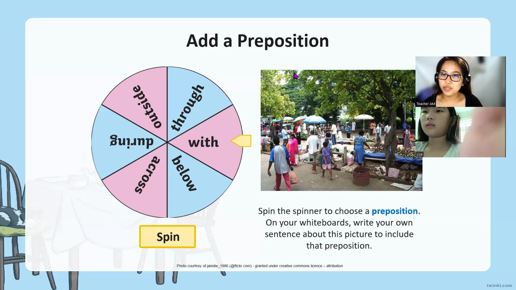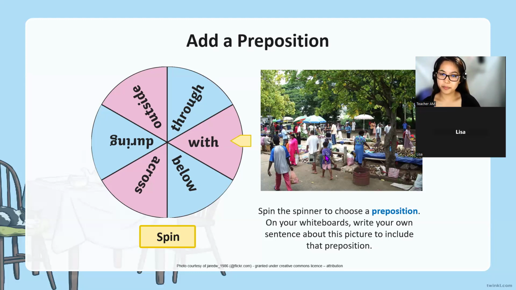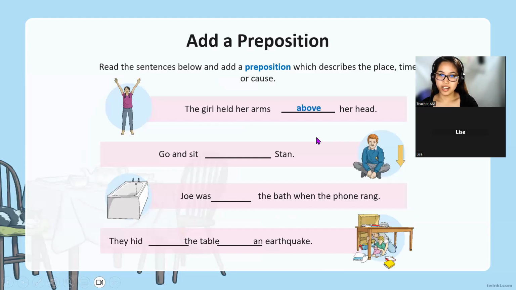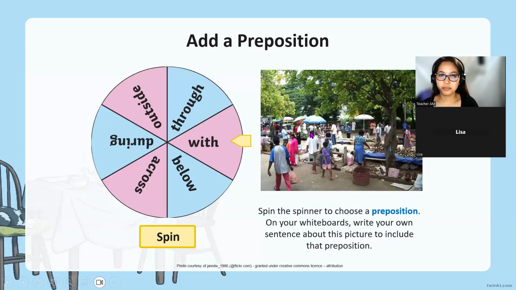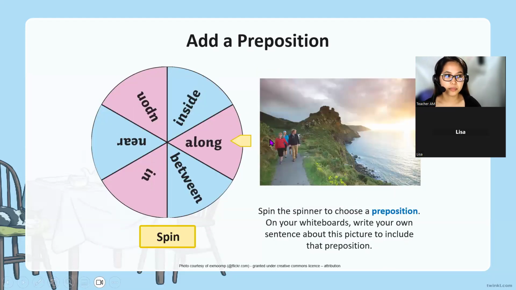Hello, Dolin. Good afternoon. Good afternoon, teacher. Hi, how are you? I'm good. Wow, very good. Okay, what's the weather today, Dolin? It's sunny. Wow, that's really nice.